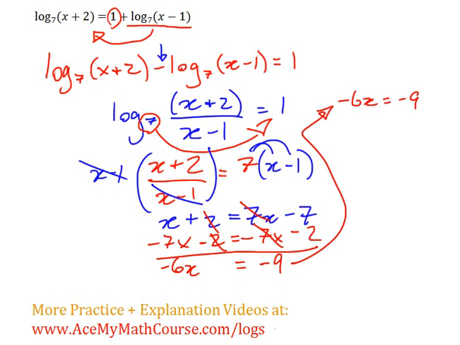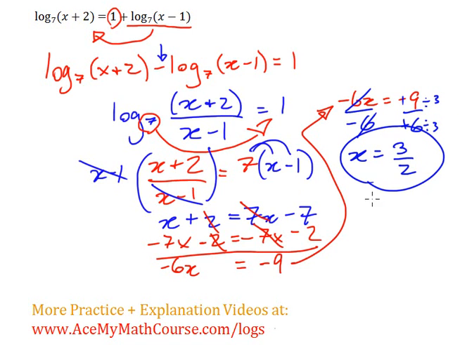Then I can just actually divide both sides by negative 6. So x is equal to negative 9 divided by negative 6. We can make that just a positive, since negative divided by a negative is just a positive. And 9 divided by 6, I can just reduce this to 3 over 2 by dividing the top and the bottom by 3.